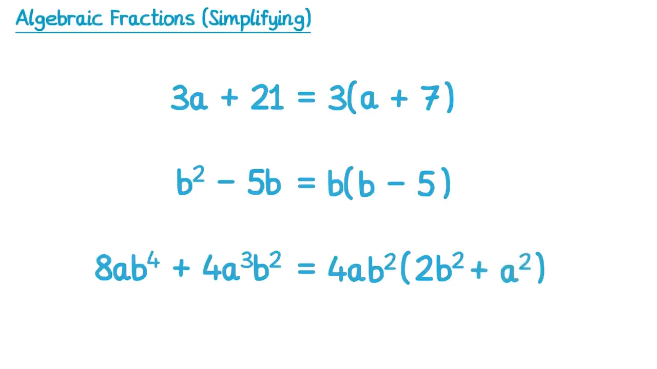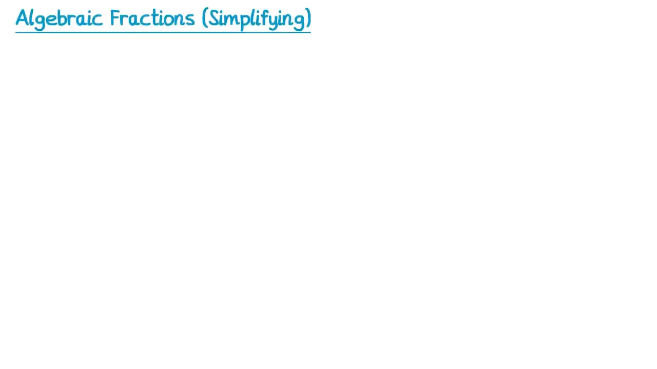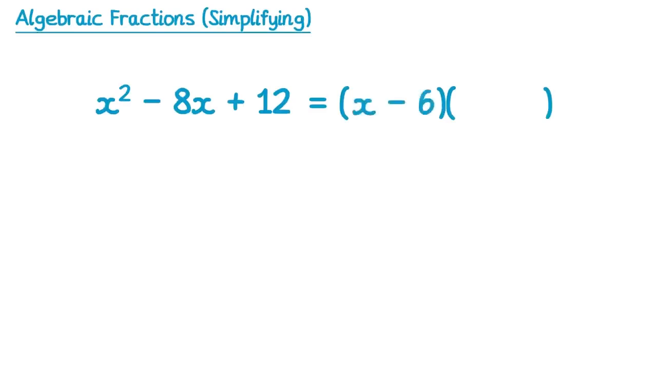Now there's also some double bracket factorizations. If we take this quadratic expression here, you should recognize that we can factorize this into two brackets. You need to look for a pair of numbers that multiply to make 12 but add to make negative 8. For this one, it would be negative 6 and negative 2, so the brackets would be x subtract 6, x subtract 2.